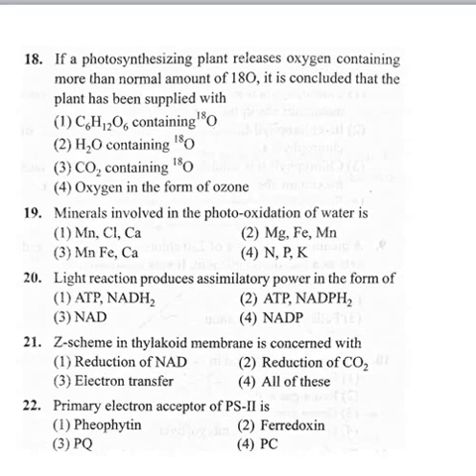If a photosynthesizing plant releases oxygen containing more than normal amount of O18, it is concluded that the plant has been supplied with option 1 glucose containing O18, option 2 water containing O18, option 3 carbon dioxide containing O18, option 4 oxygen in the form of ozone. So you know that oxygen is released from water. So water containing O18 is the right answer.